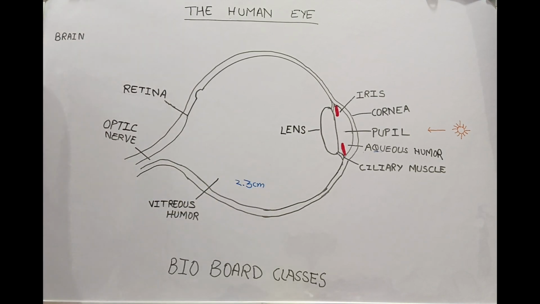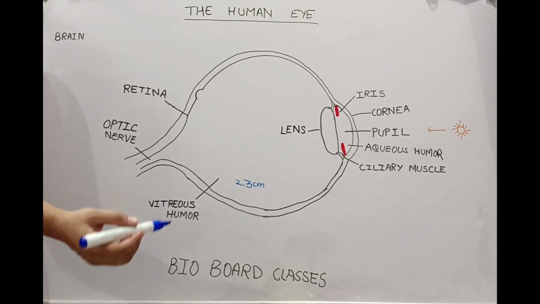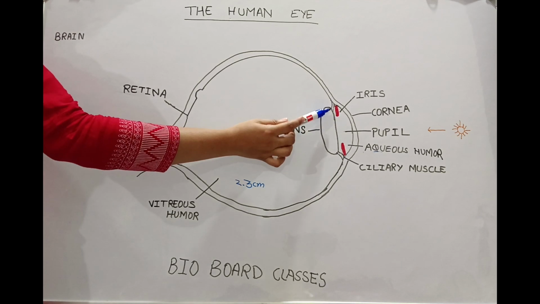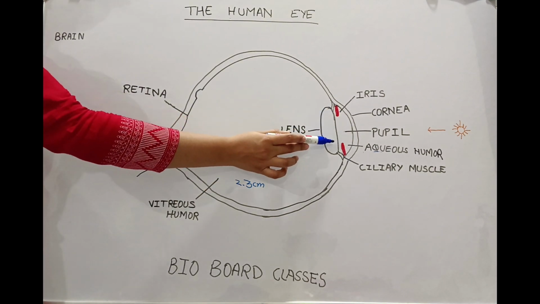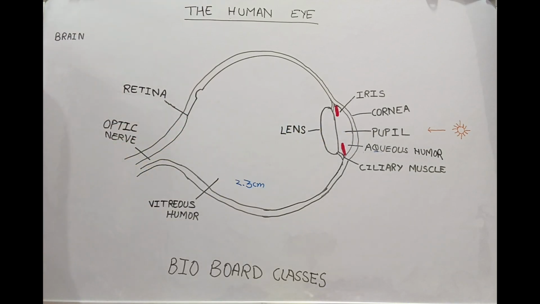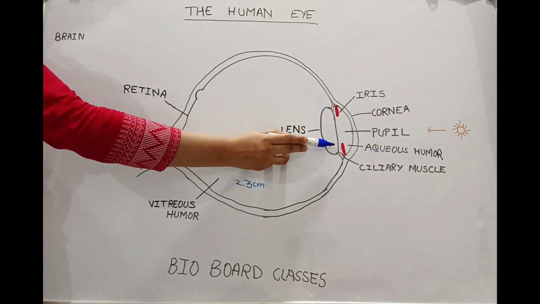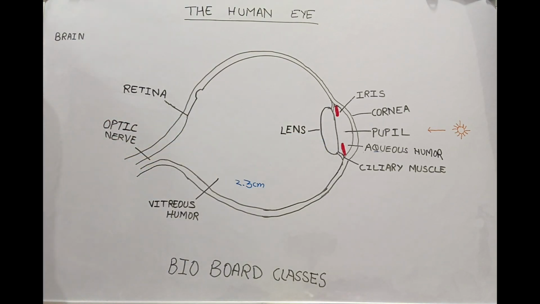Then, behind the cornea, there is the colored part known as the iris, and this is responsible for different eye colors in different people. It is a muscular structure that adjusts the size of the opening in the center known as the pupil. The pupil controls how much light enters the eye. It widens in dim light and it narrows in bright light.